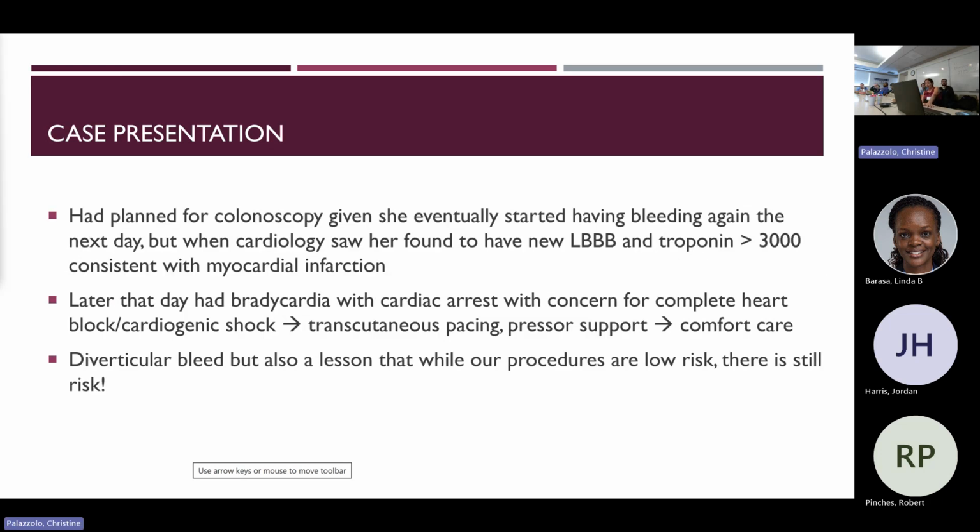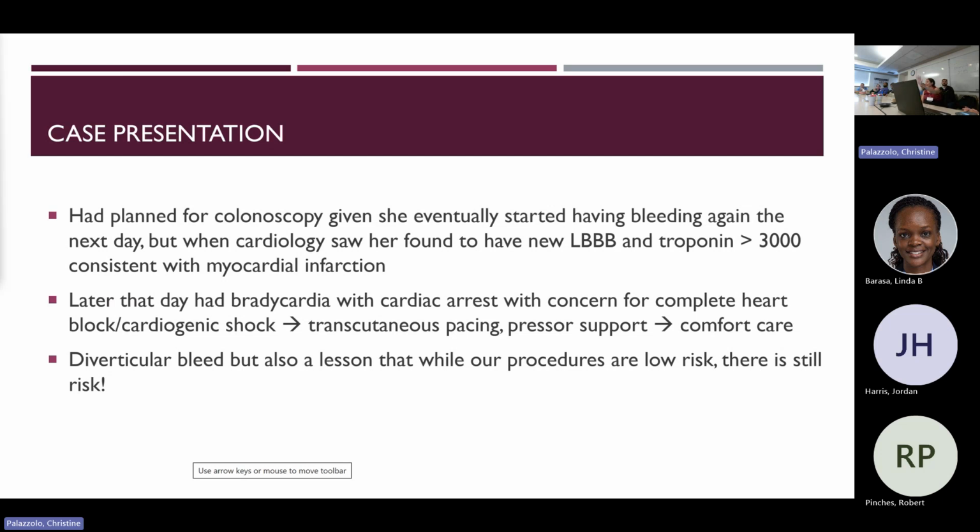So we were going to plan for colonoscopy, but when cardiology saw her that day, she had a troponin greater than 3,000, new left bundle branch block, and they basically said she was having an active MI. So I definitely didn't scope her. Later that day, she had a bradycardic event, had a cardiac arrest, concern for complete heart block. Everyone thought this was cardiogenic.